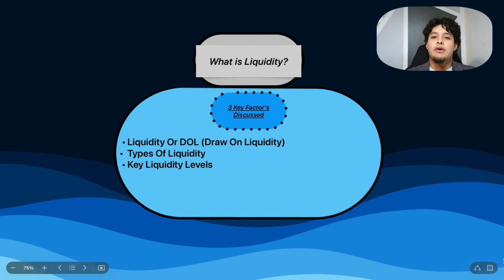So you want to know what liquidity is. It's very simple. In this video, I'm going to be going over the 3 key factors of what liquidity is and what it looks like. Let's get into the video.